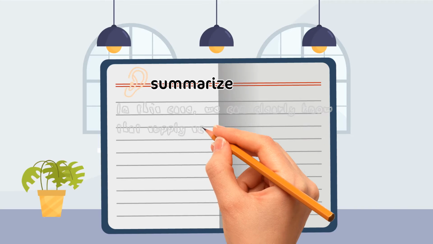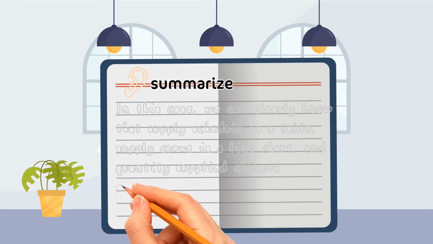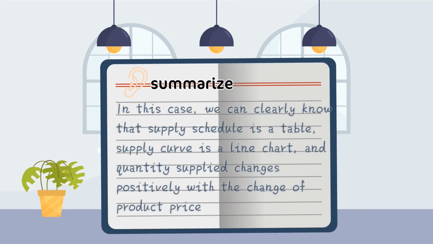In this case, we can clearly know that supply schedule is a table, supply curve is a line chart, and quantity supplied changes positively with the change of product price.